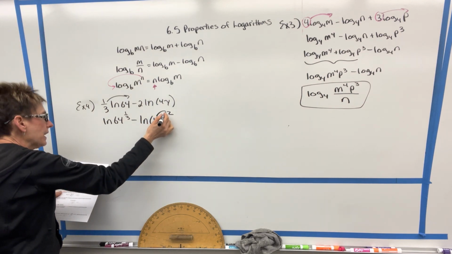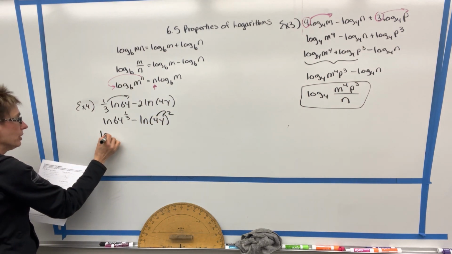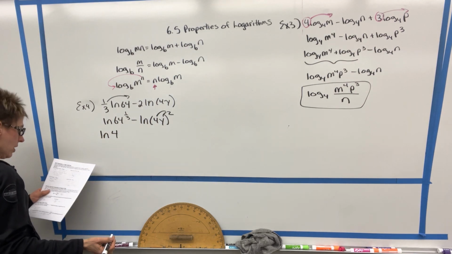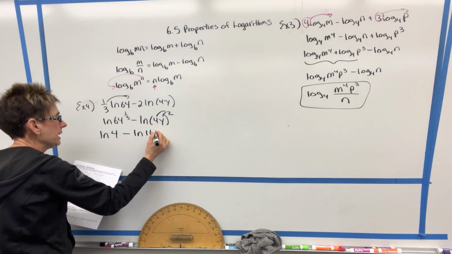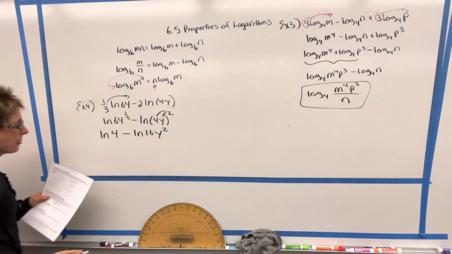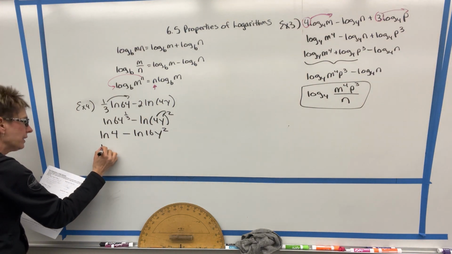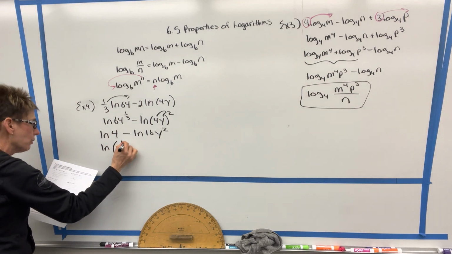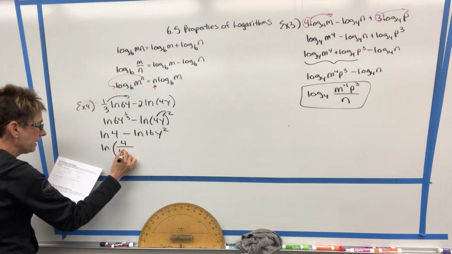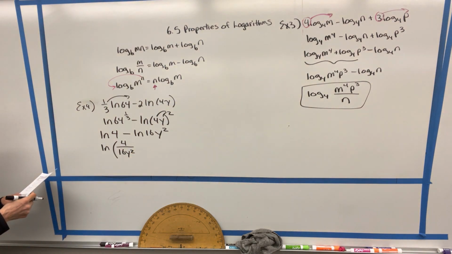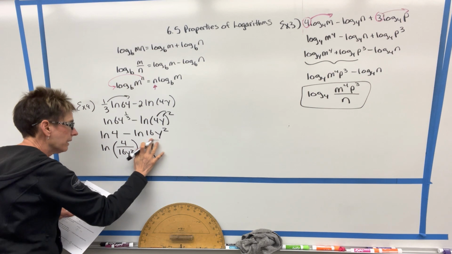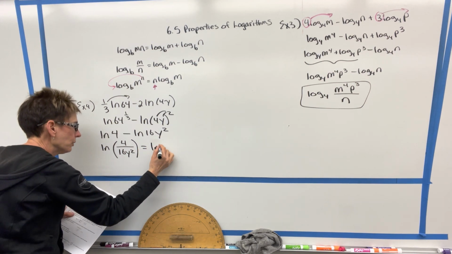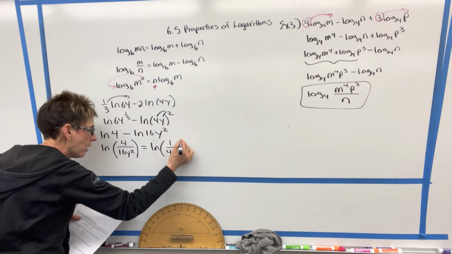I do need to distribute that 2 to both items. And then also the cube root of 64 is 4. So this is going to be the natural log of 4 minus the log of 16y squared. Now, because there's a minus sign, I know that came from a quotient, so this is the natural log of 4 over 16y squared. And then because 4 divided by 16 is 1/4, I can write all of this as the natural log of 1 over 4y squared.